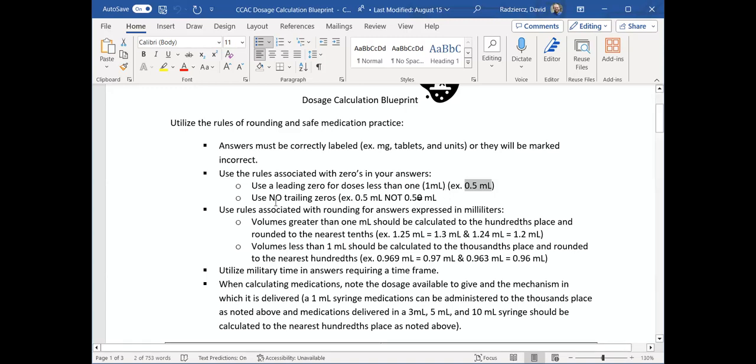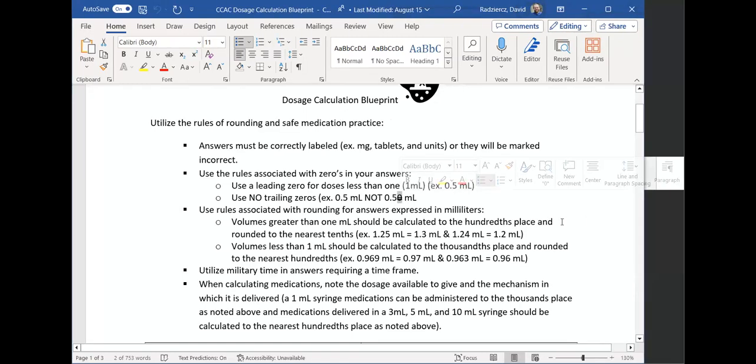Same thing can be said about trailing zeros. Notice that we said 0, the leading 0.5, but we wouldn't want to add a 0 after it. And I'll give you some examples of where this happens and why this might happen, but you don't need that trailing 0. So if your answer is 0.5, your answer is 0.5. If your answer is 0.25, your answer is 0.25.